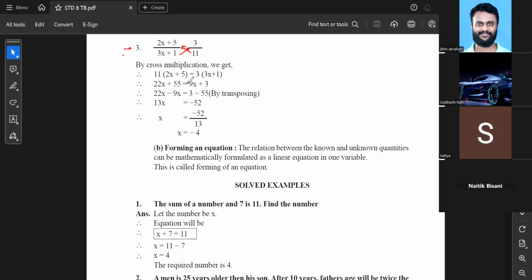Now the rest of the procedure is very simple. First you'll open the brackets and distribute them. Then you'll take all the x's together, and all the numbers together on the other side. Then solve x, solve the number. Then you take 13 to the other side so that you'll get the fraction 52 divided by 13, you'll get 4. Is it clear so far?